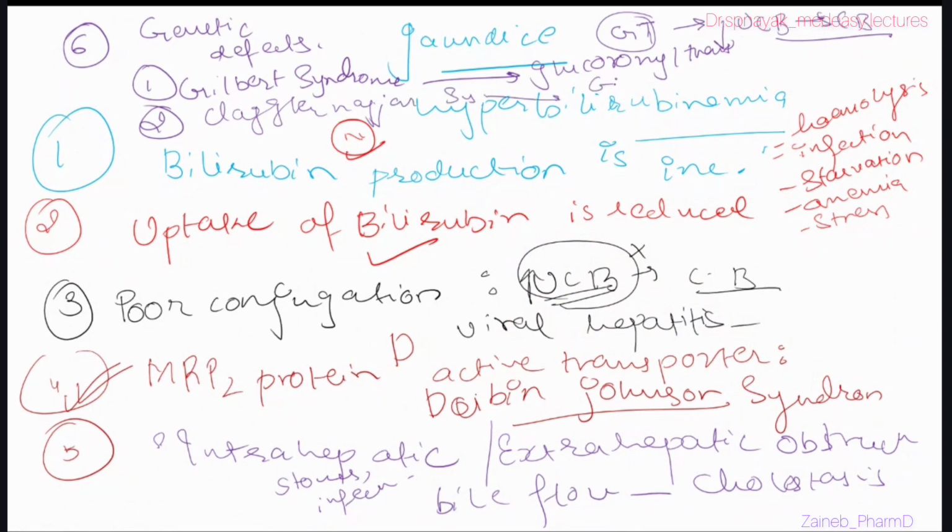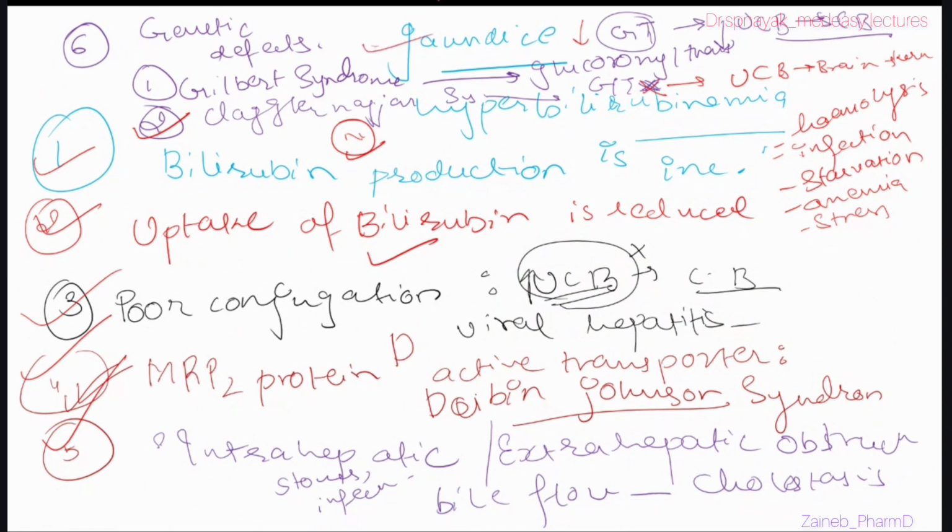In this, the GT activity is completely impaired. In Gilbert syndrome, it is low, but in Crigler-Najjar syndrome, it is completely impaired. That leads to the increased concentration of unconjugated bilirubin. It goes into the brain and it can lead to cardiac arrest in newborns. Yes, it is genetic and this is fatal. Crigler-Najjar syndrome is fatal.